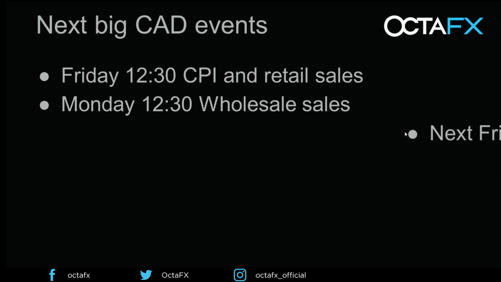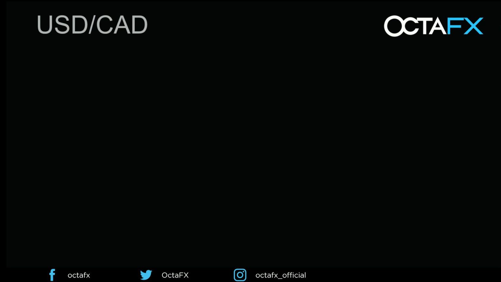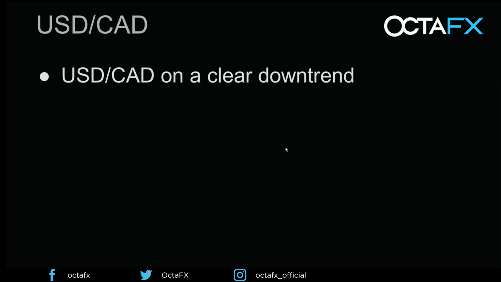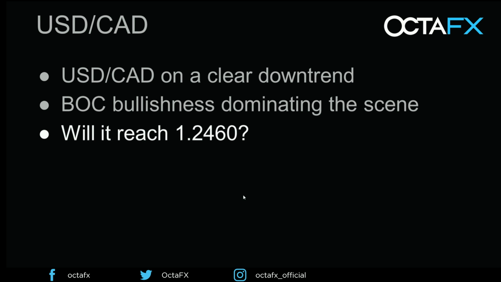On Monday, we have wholesale sales, and next Friday, the big event of next week is the GDP report, published once a month in Canada. Okay, all in all, dollar CAD is in a clear downtrend. Again, everything works in favor of the loonie, the Canadian dollar, against the US dollar. The bullishness of the Bank of England, second time I'm confused with this, the Bank of Canada is dominating the scene, and the big level to the downside is 124.60. Okay, we'll show that on the chart right now.